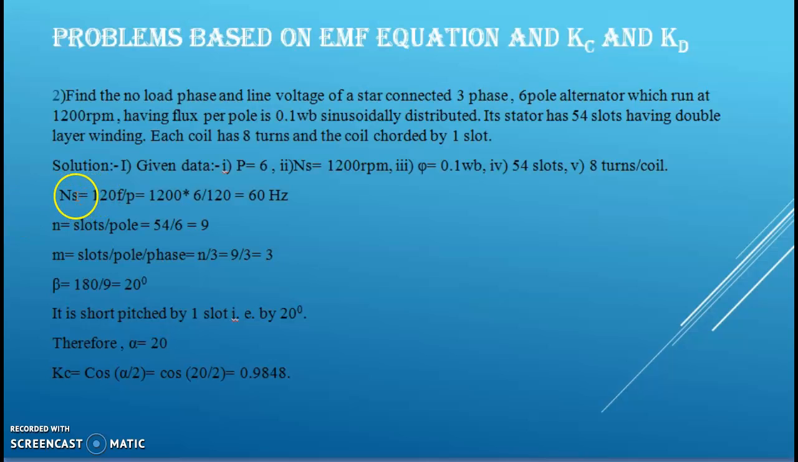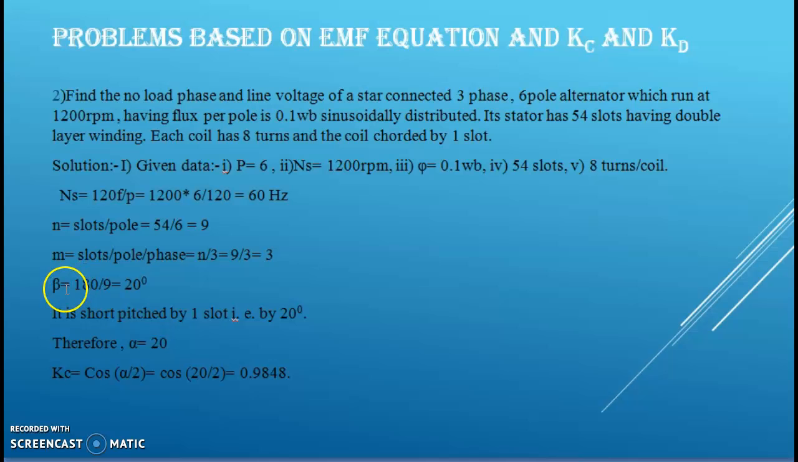Now we have to find out, they have given us Ns. So from this Ns I can find F. We know that Ns is equal to 120 F by P. Put it here and get F as 60 Hertz. Then small n is equal to slots per pole. How many slots are there? 54 slots over 6 poles. Then you will get n as 9. Then m, slots per pole per phase. Slots per pole are 9, per phase is 3, so 9 by 3 is 3.